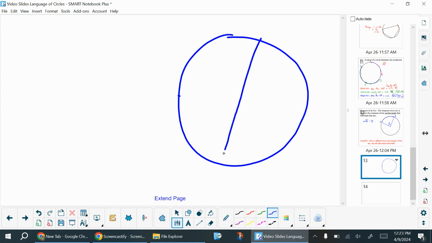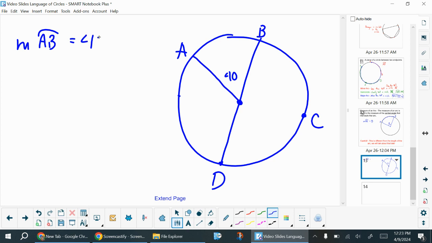So if I were to do something like this, and just say this is 40, and I just ask for all the different pieces of this arc. So I do A, B, C, D, something like that. So the measure of AB would just be 40 degrees. If I wanted the measure of AD, well, this line here goes right through the center, so it cuts this in half. That means this whole thing here is 180, which means what's left for this one has to be 140.